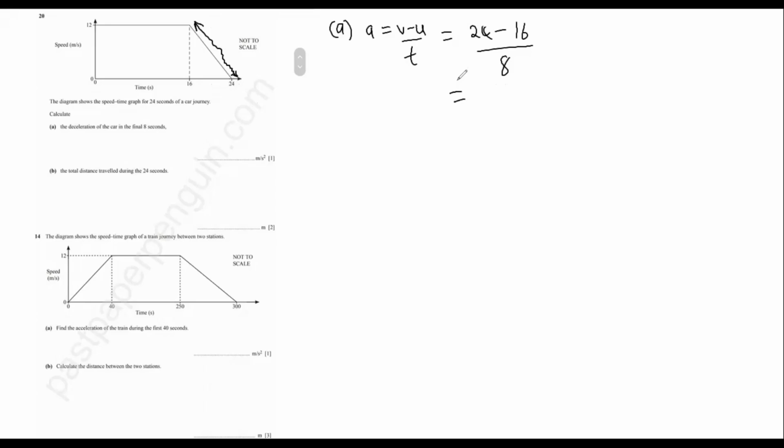So what do you get? 24 minus 16, that's 8. 24 minus 16 divided by 8.